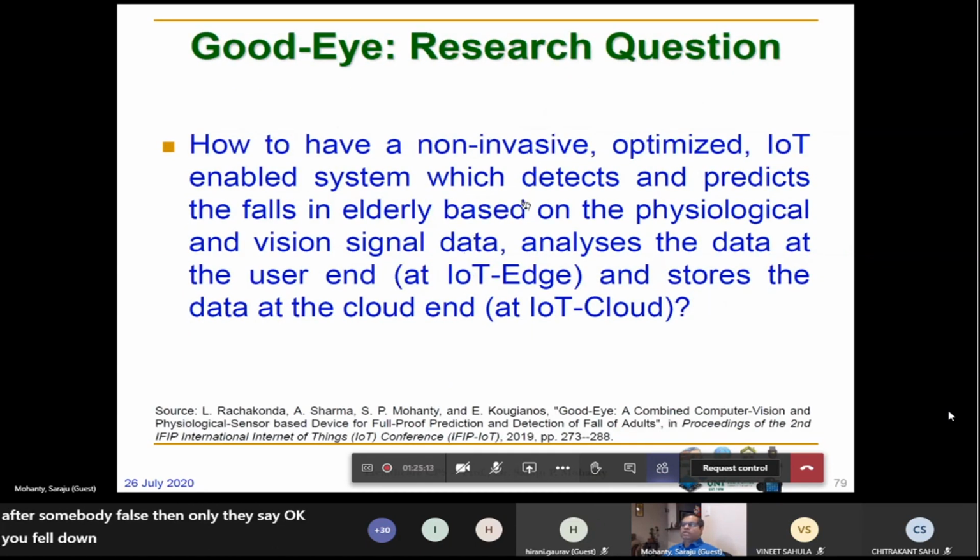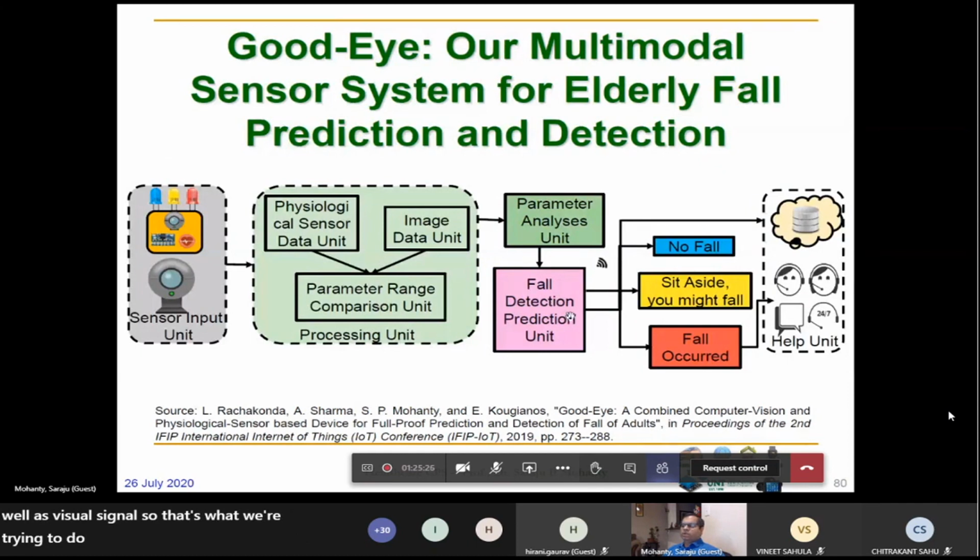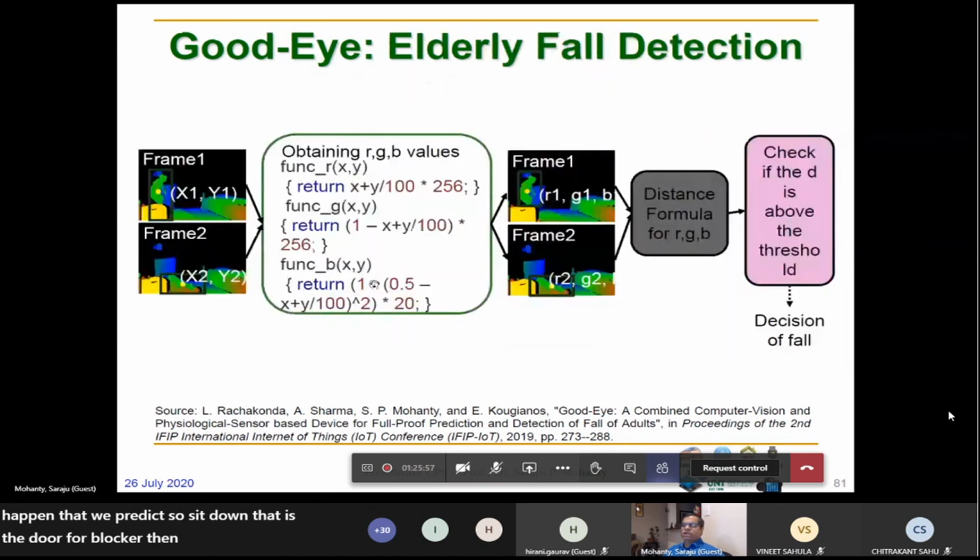So what we're trying to do is come up with a wearable that can detect and predict falls for the elderly, taking physiological as well as visual signals. So we presented one work, what we call Good Eye. This system takes care of visual data, that means somebody's activities, and physiological data from different sensors. What it does is multimodal signal processing, and then accurately predicts whether a fall did not happen or is going to happen, that means predict. So sit down, or fall occurred, and then notify the emergency units.